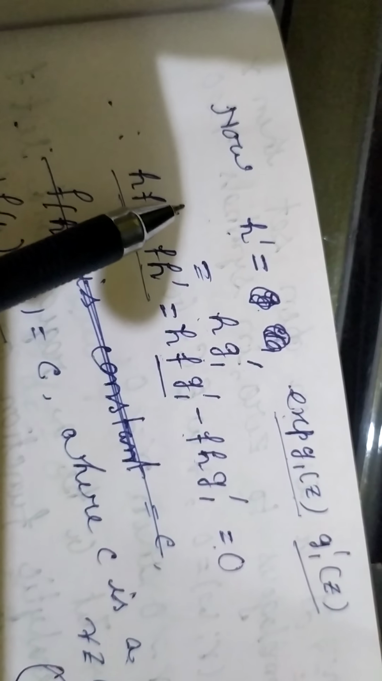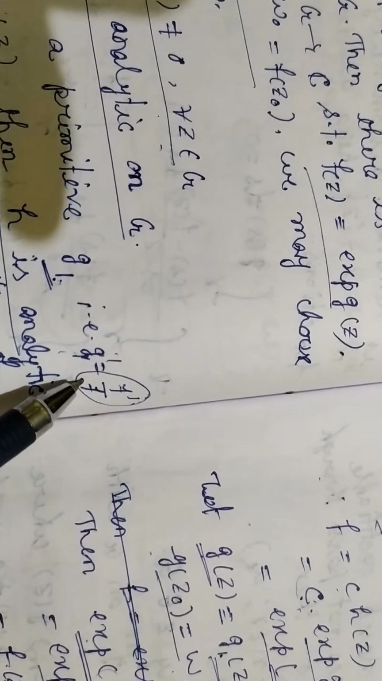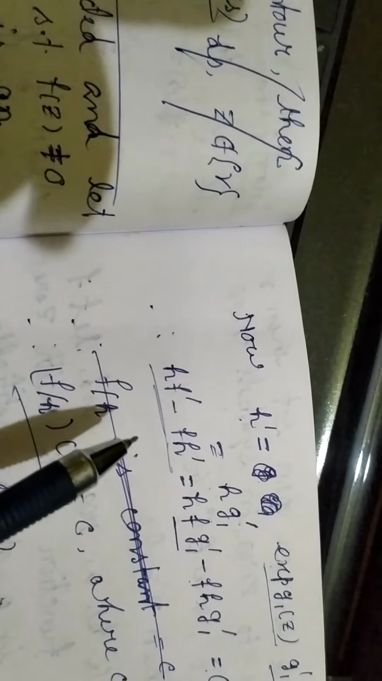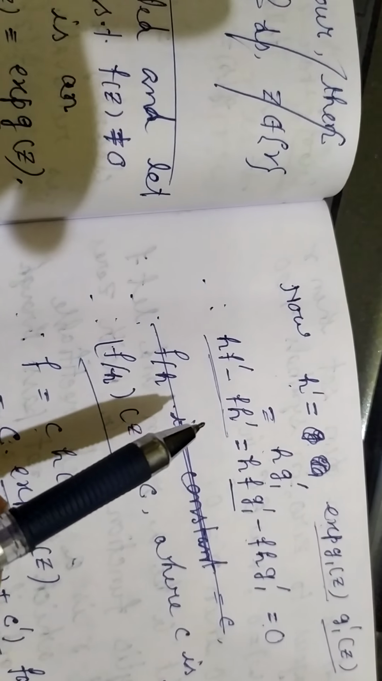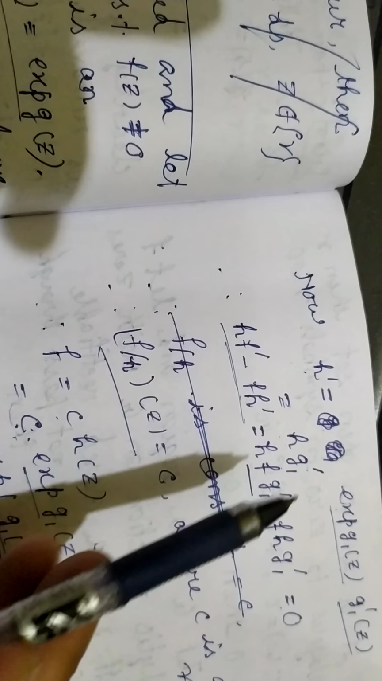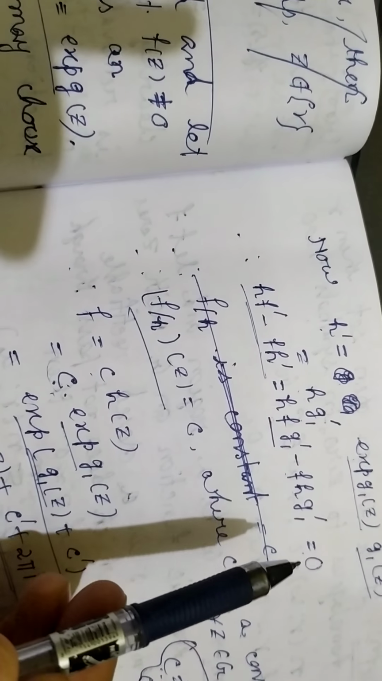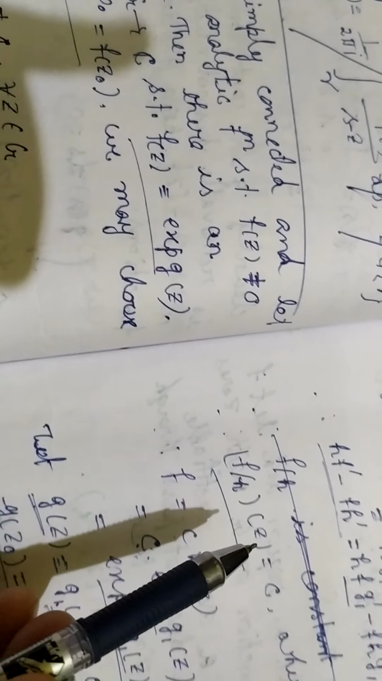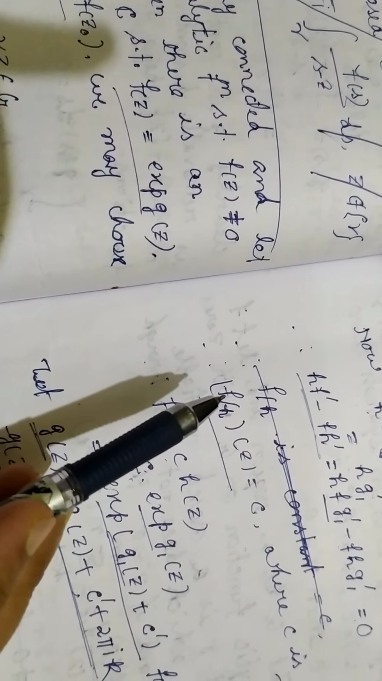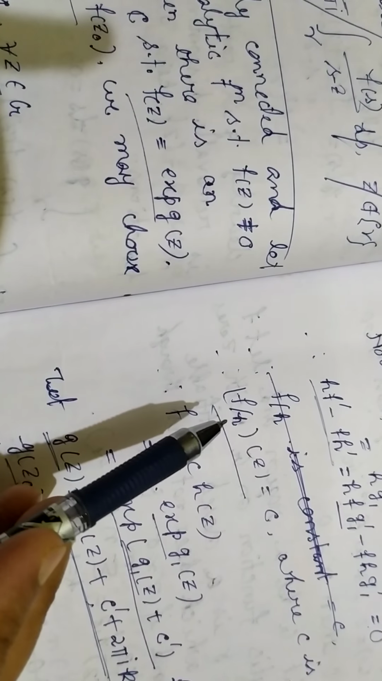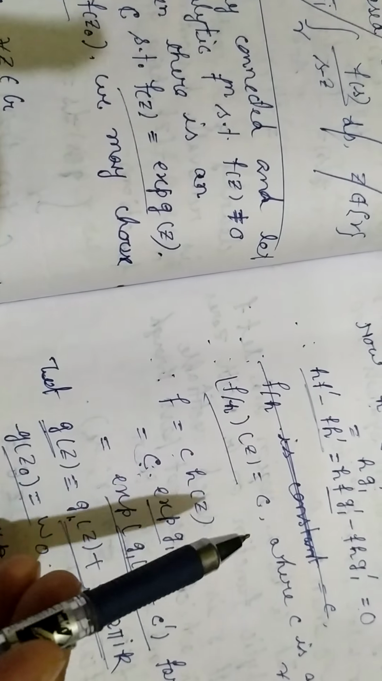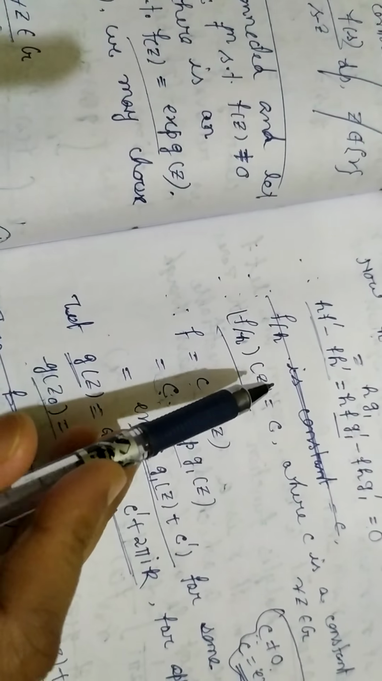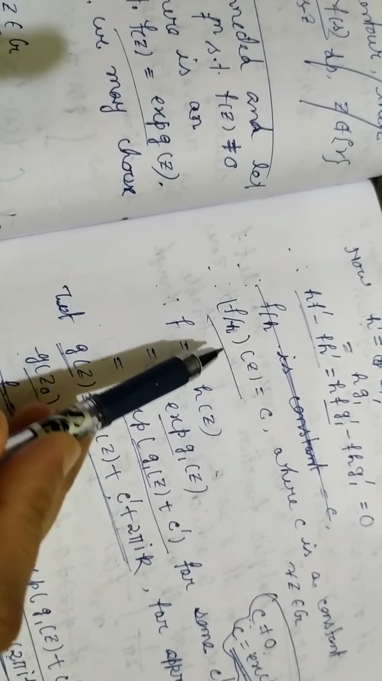If I put in the value of f', what is our f'? From here, f' is nothing but f g1', and h' is nothing but h g1'. So these two terms cancel, and this part is 0. So the derivative of the quotient f/h of z is equal to 0 for every z. Therefore this function must be a constant function for every z.